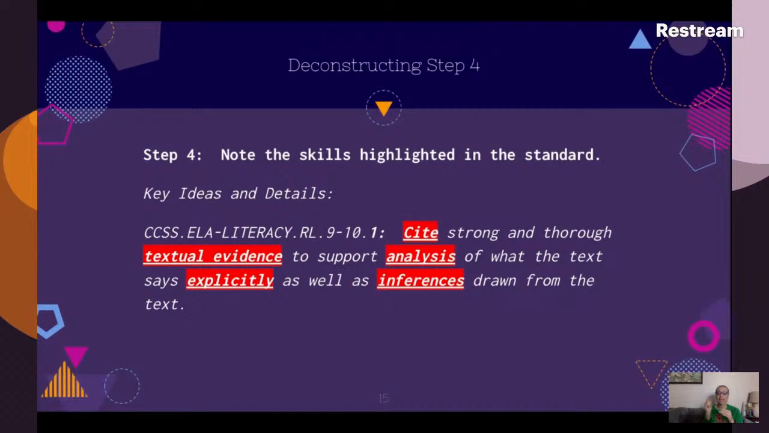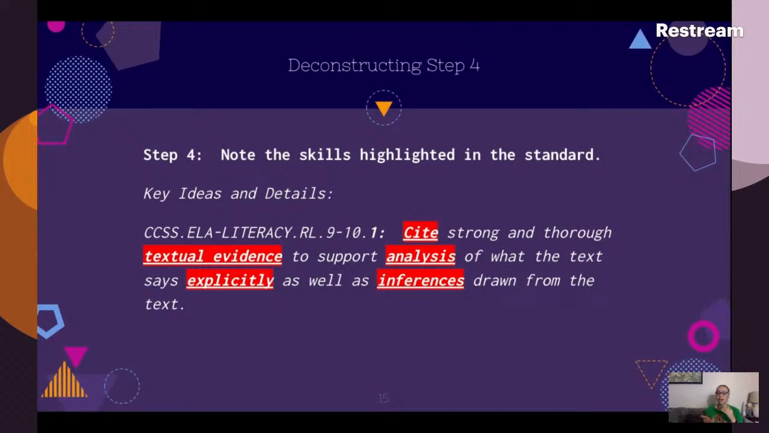So I need to cite evidence. That's one of my first things, citing textual evidence. I know that's a thing kids have to master, and I know that is a skill that has to be taught. You can't expect kids to move to analyzing something if they don't know how to pull out great textual evidence. It says cite strong and thorough textual evidence to support analysis of what a text says. So now I know students have to do some sort of analysis.